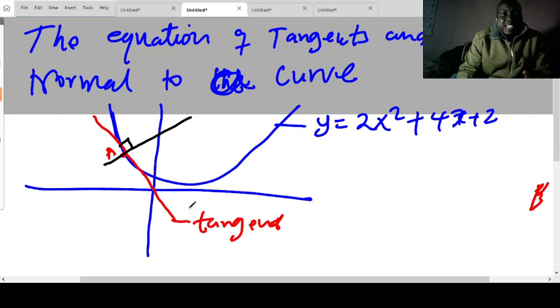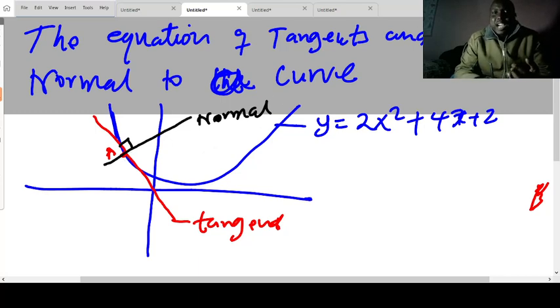So the tangent and the normal, this is the normal, they are perpendicular. They form 90 degrees at the point where they meet the curve, right? But we know that the gradient of the curve will be equal to the gradient of the tangent. So we will calculate the gradient of the curve, which will give us the gradient of the tangent. From the gradient of the tangent, because it is perpendicular to the normal, we will get the gradient of the normal using the perpendicular relationship. Right?